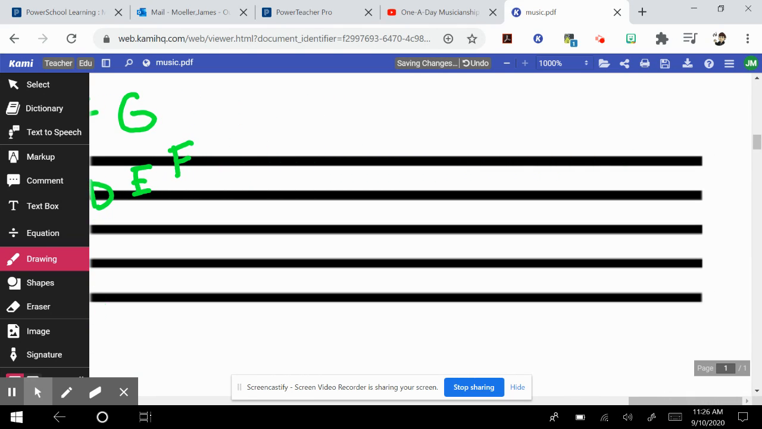Recall that we know helpful sayings for these. The lines, we say every good boy does fine. And the spaces spell the word face. That should help you remember how to name each of the notes on the page.